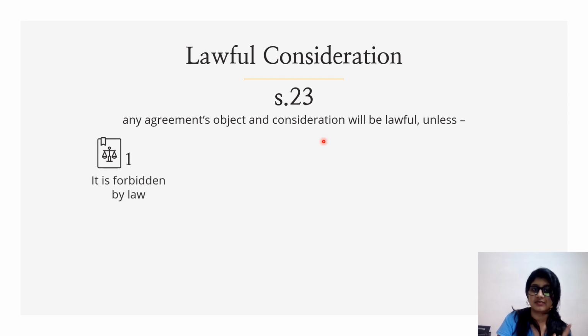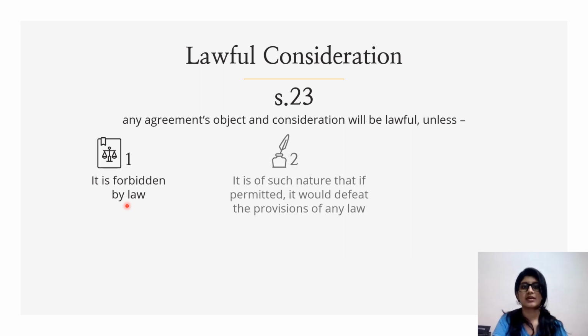unless, one, it is forbidden by the law. So if the object of the consideration is expressly forbidden by the law, if it's an actual civil wrong or a crime or an offense or something that is prohibited under the law, then it is not a valid consideration and is not a lawful consideration. Second, it is of such nature that if permitted, it would defeat the provisions of any law. So it might not be expressly forbidden by the law, but if it is allowed to be done, then it will defeat the provisions of any existing law.